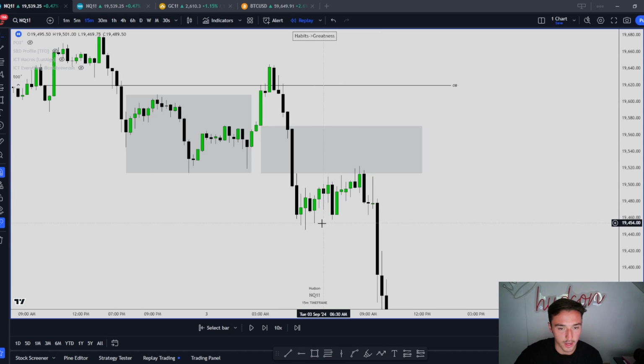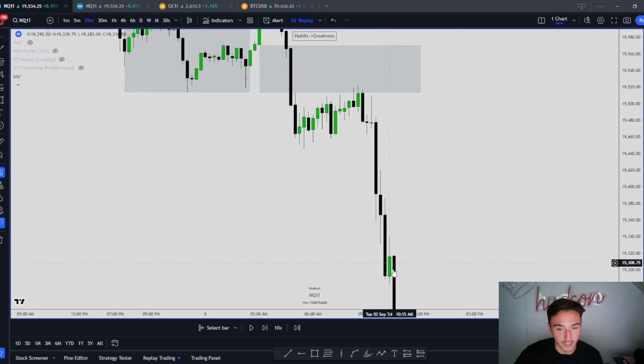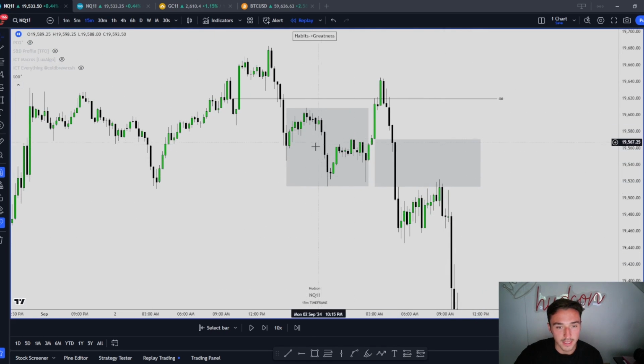Creating failure swings, accumulating orders, take a swing high, displace through this candle right here. We close below the body. 9:15 opens up, digs into this order block, protected high, and then we distribute lower. So, daily power of 3.